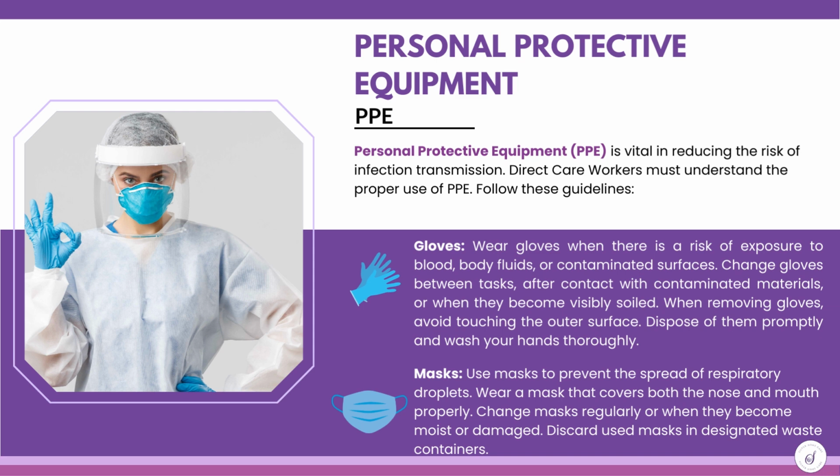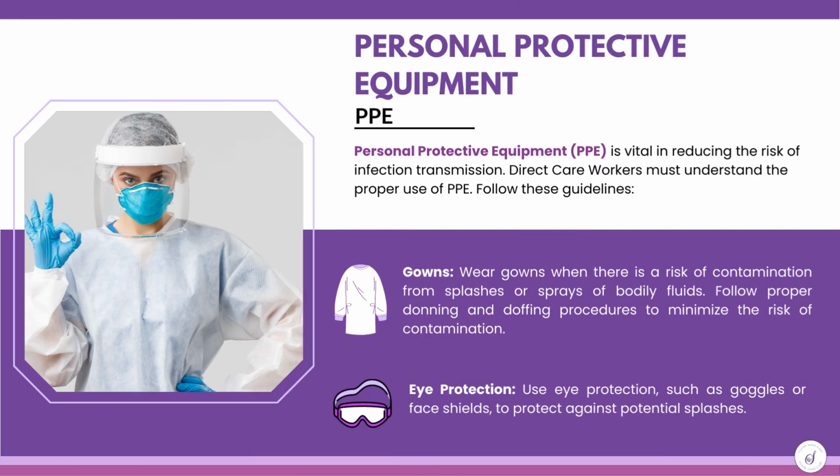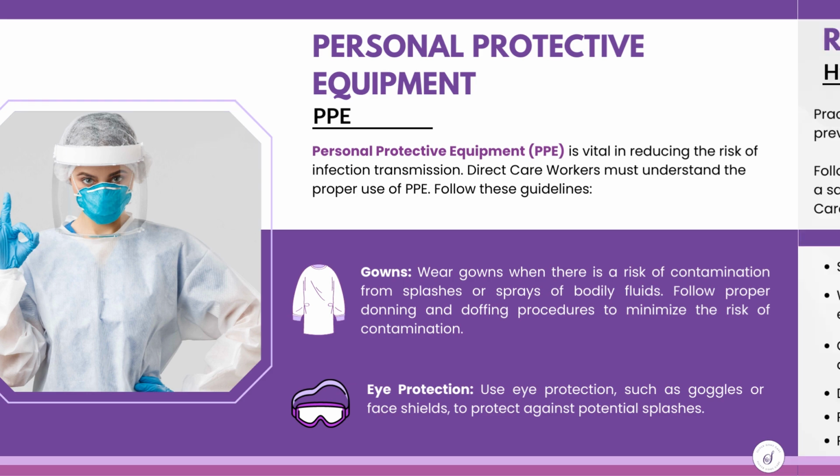Use masks to prevent the spread of respiratory droplets. Wear a mask that covers both the nose and mouth properly. Change masks regularly or when they become moist or damaged. Discard used masks in designated waste containers. Wear gowns when there is a risk of contamination from splashes or sprays of bodily fluids. Follow proper donning and doffing procedures to minimize the risk of contamination. Use eye protection, such as goggles or face shields, to protect against potential splashes.